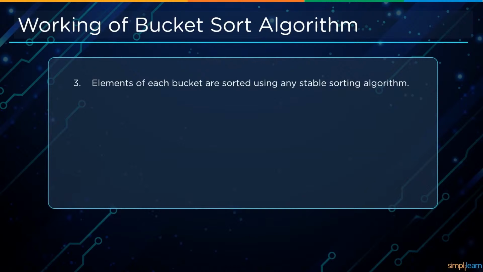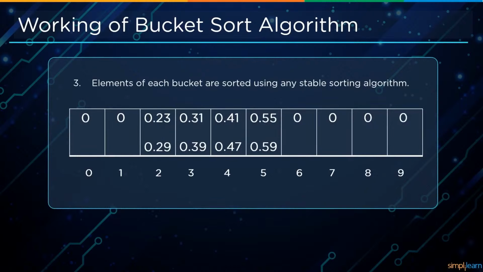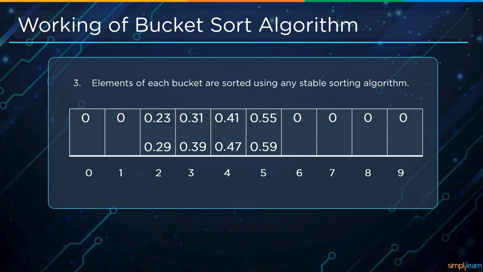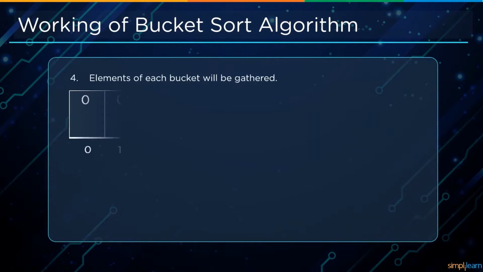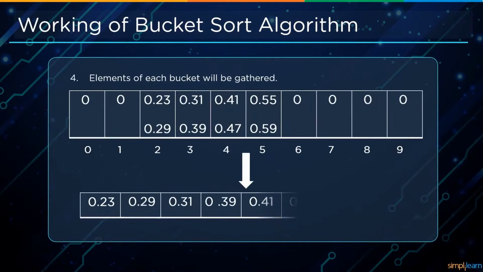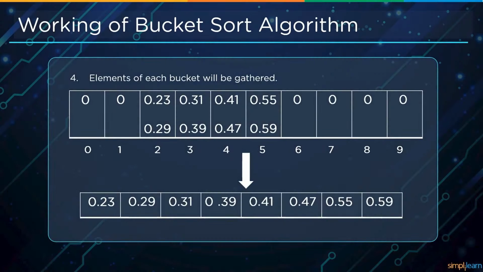Followed by that, we have step 3. Elements of each bucket are sorted using a stable sorting algorithm. And finally, step 4. In step 4, all the sorted elements of each bucket will be gathered and represented in the form of an array.